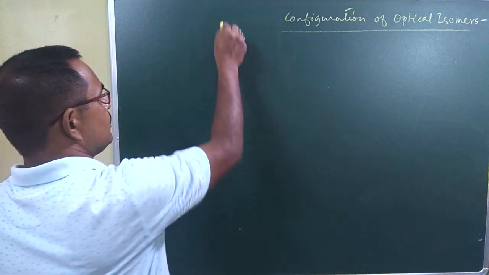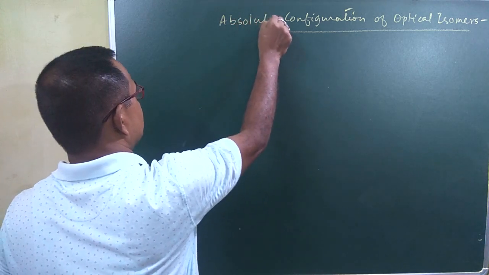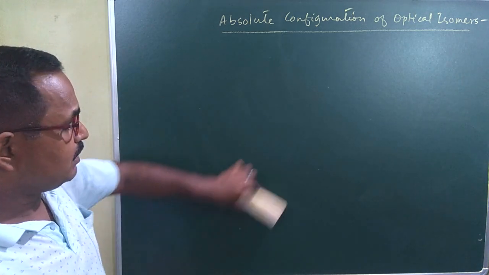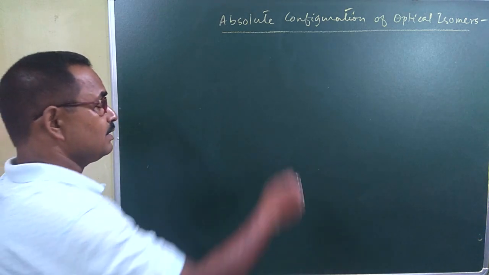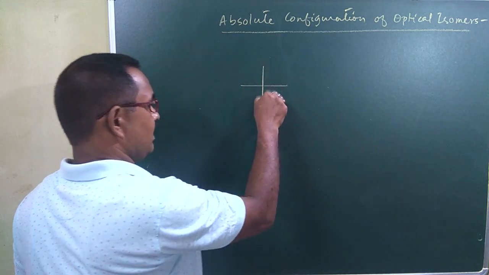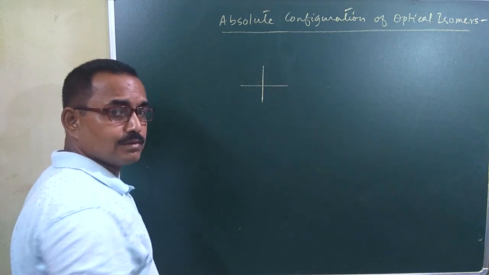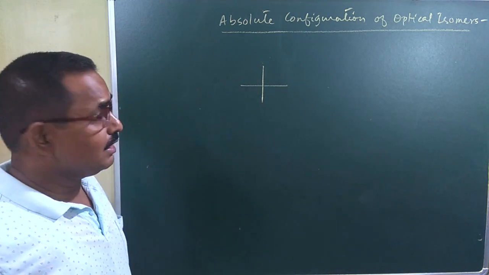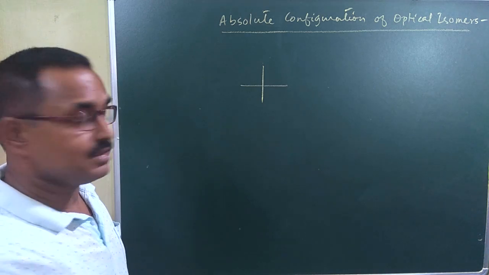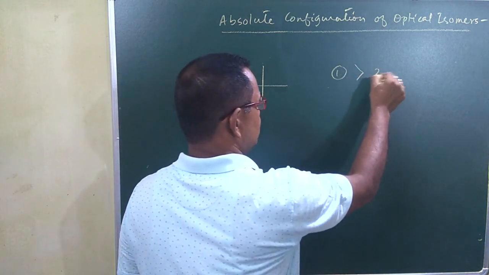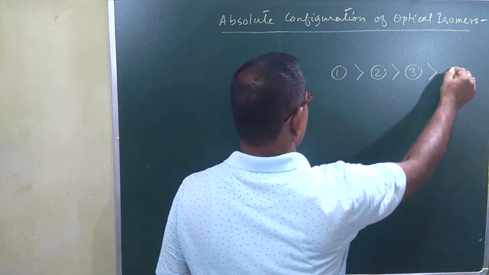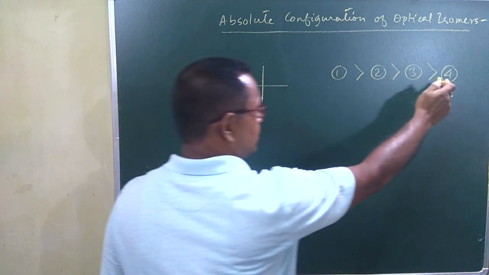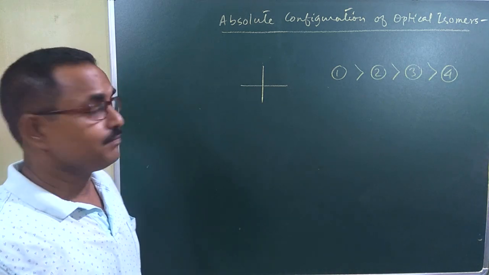Okay, absolute configuration of optical isomers. To write the absolute configuration of optical isomers, a chiral carbon has 4 groups attached to it. These 4 groups are to be arranged in decreasing order of priority: 1, 2, 3, 4. 1 is the group with highest priority, 4 is the group with lowest priority.